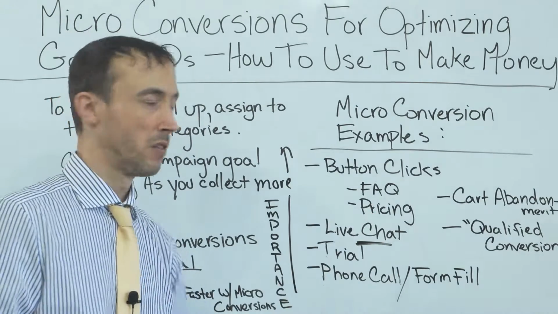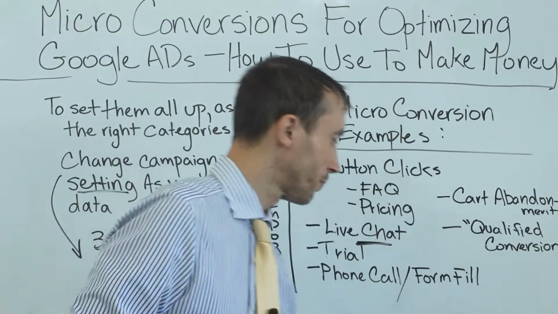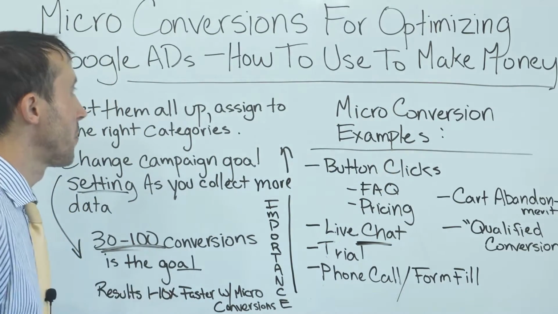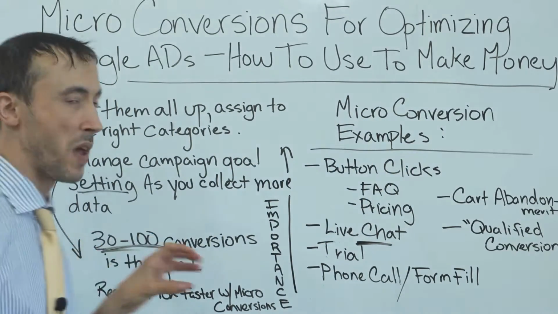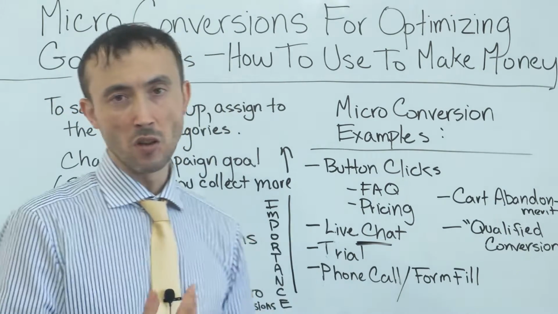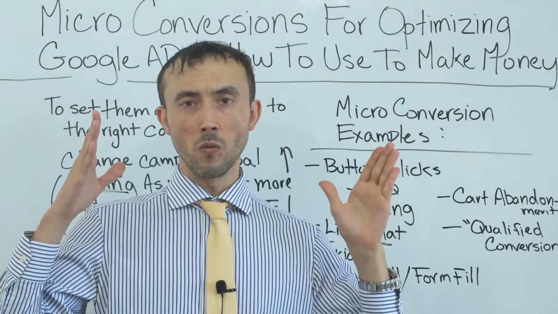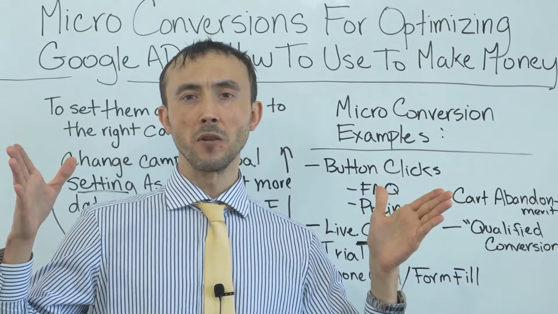So anyway, that's how you specifically use micro conversions to make the most money from your ads possible if you're going to do things smartly. And if you want to cut the time, we're trying to make millions of dollars off of our Google Ads accounts.